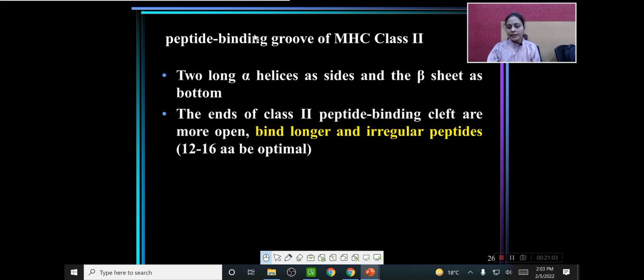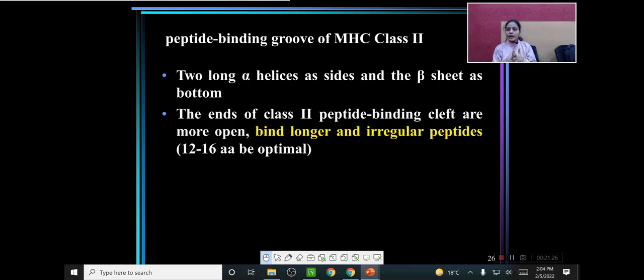Peptide binding groove of MHC class 2 molecule. Two long alpha helices form the sides and the beta sheets are at the bottom. The ends of the class 2 peptide binding cleft are more open. It binds longer and irregular peptides, meaning 12 to 16 amino acids of the peptide.